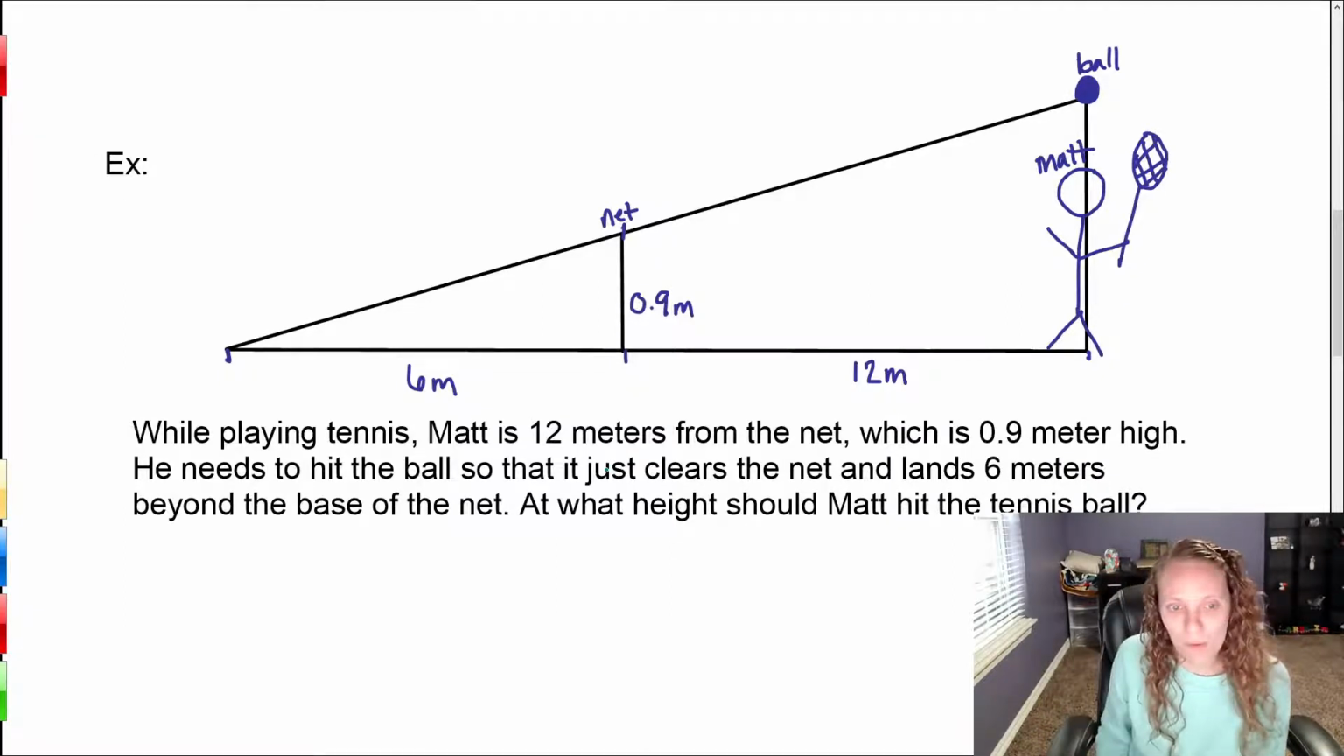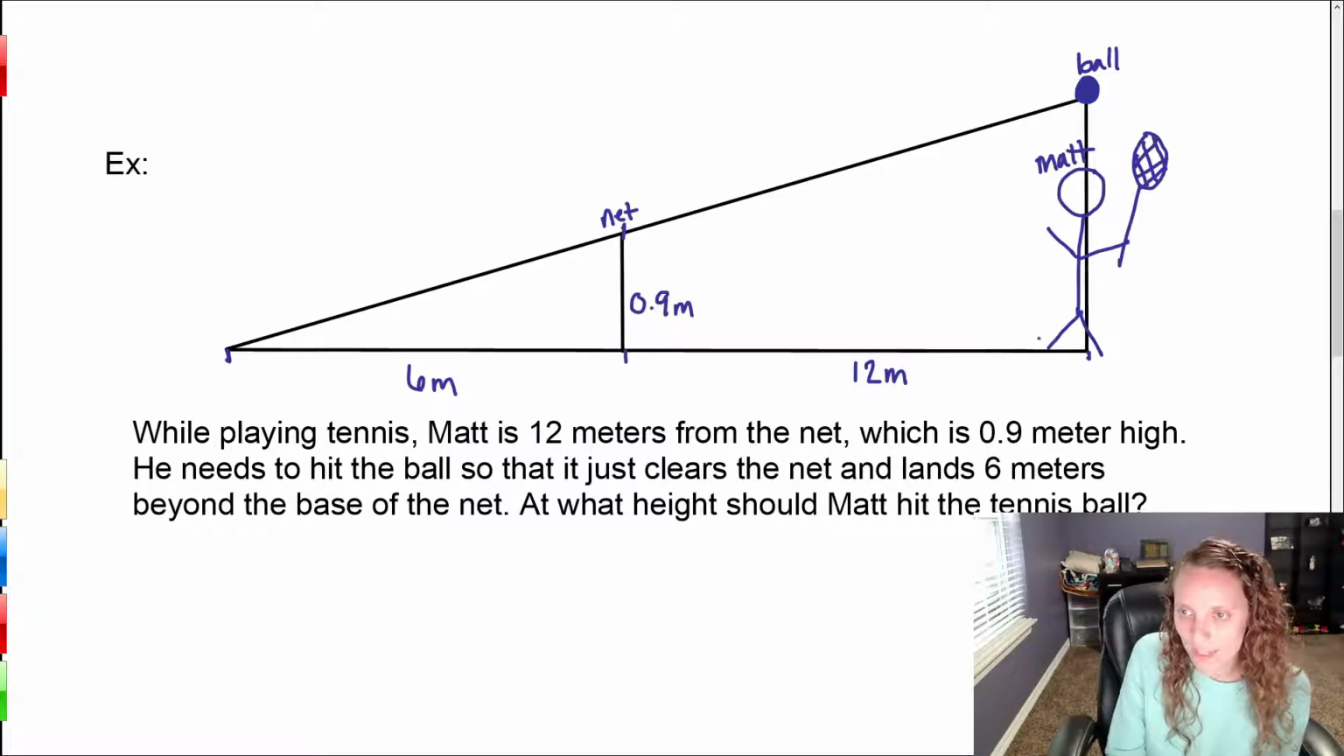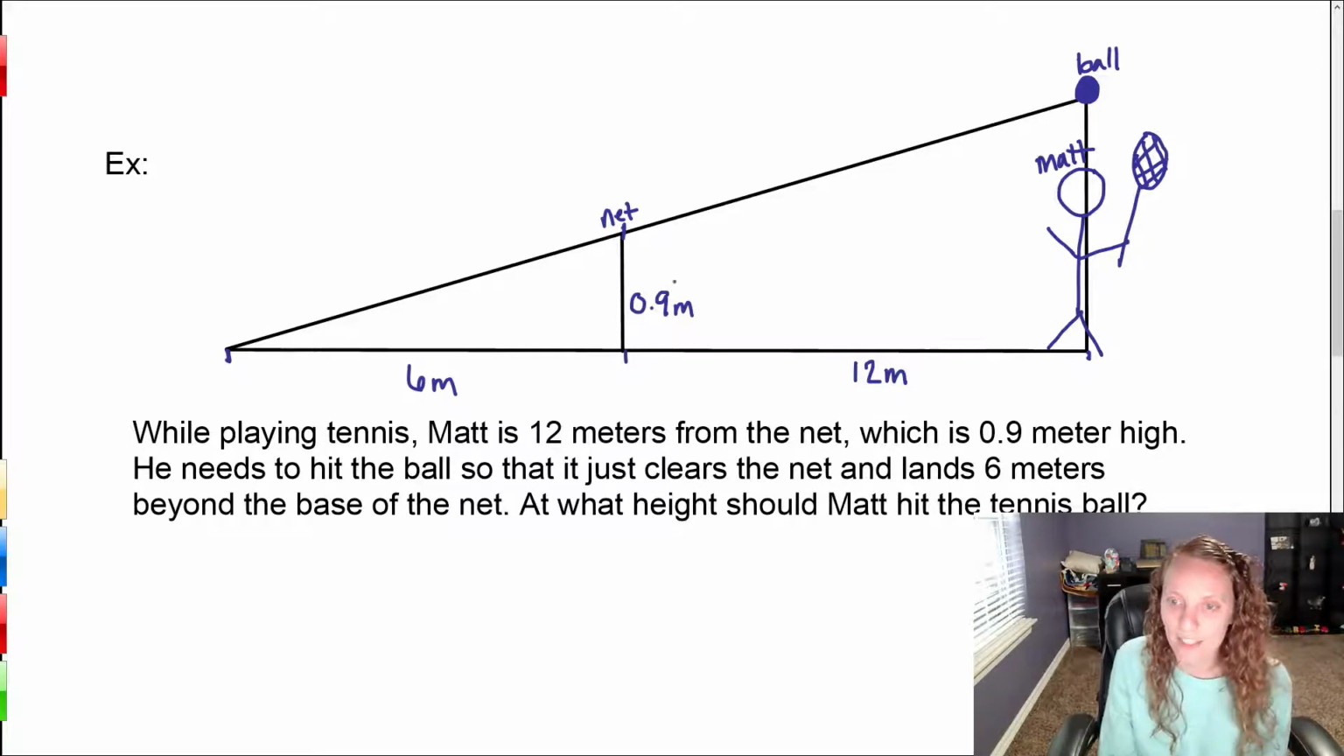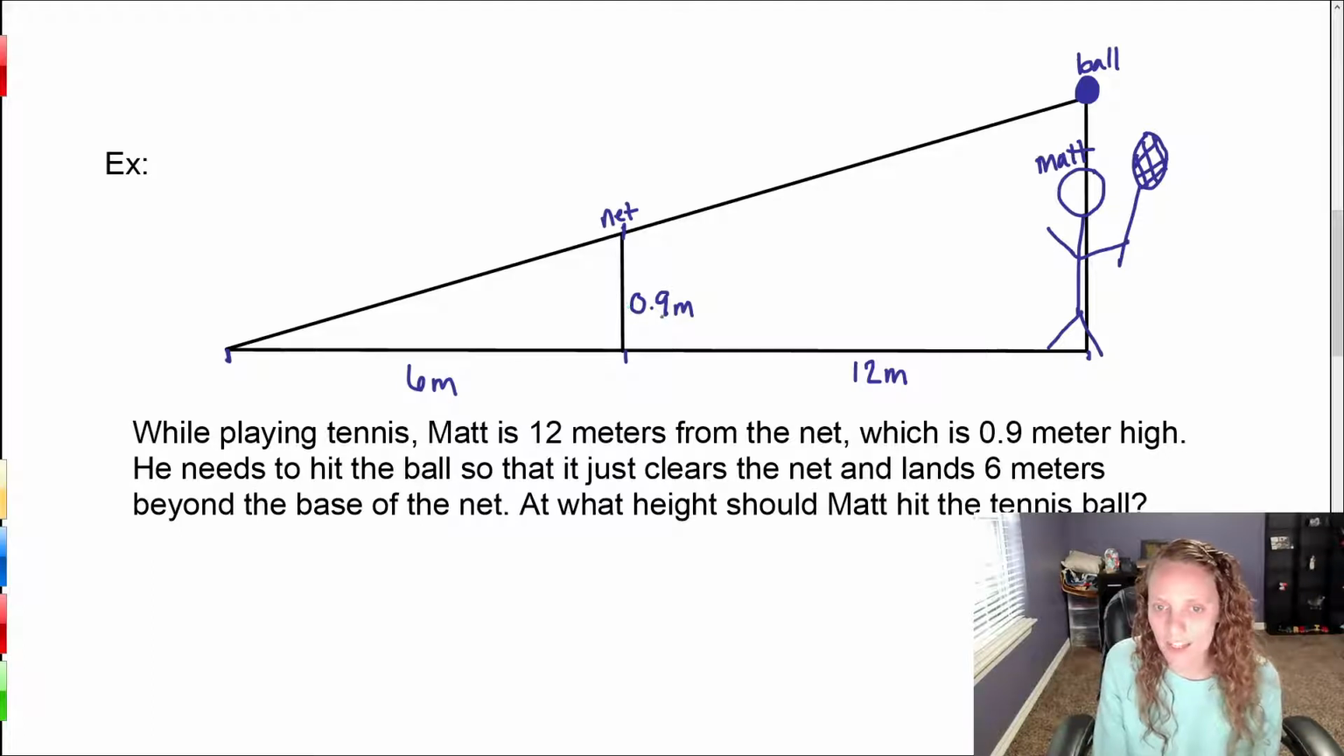It says that while playing tennis, Matt is 12 meters away from the net. So here's Matt. He's 12 meters away from the net. This middle line here represents the net when playing tennis, which is 0.9 meters high, and it's already labeled there. He needs to hit the ball just so that it clears the net.